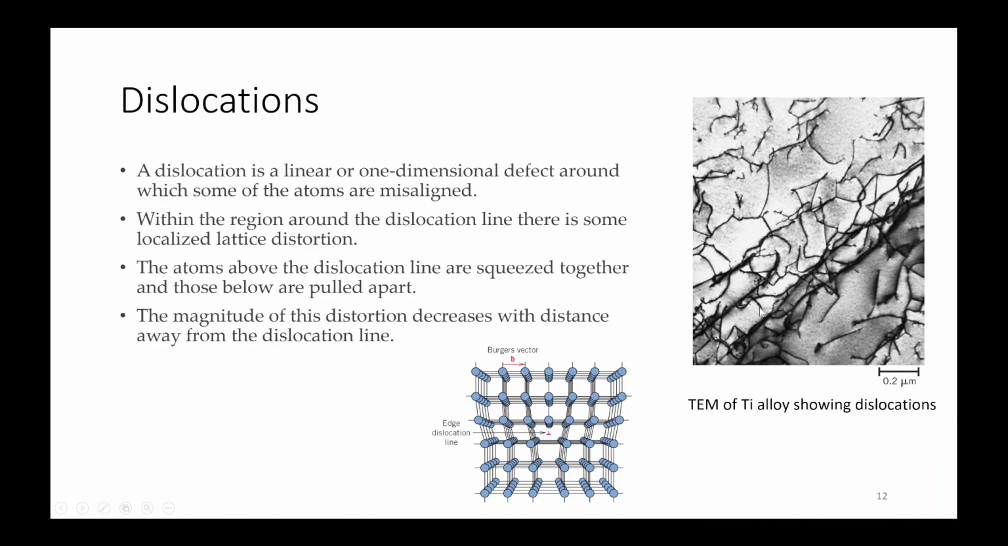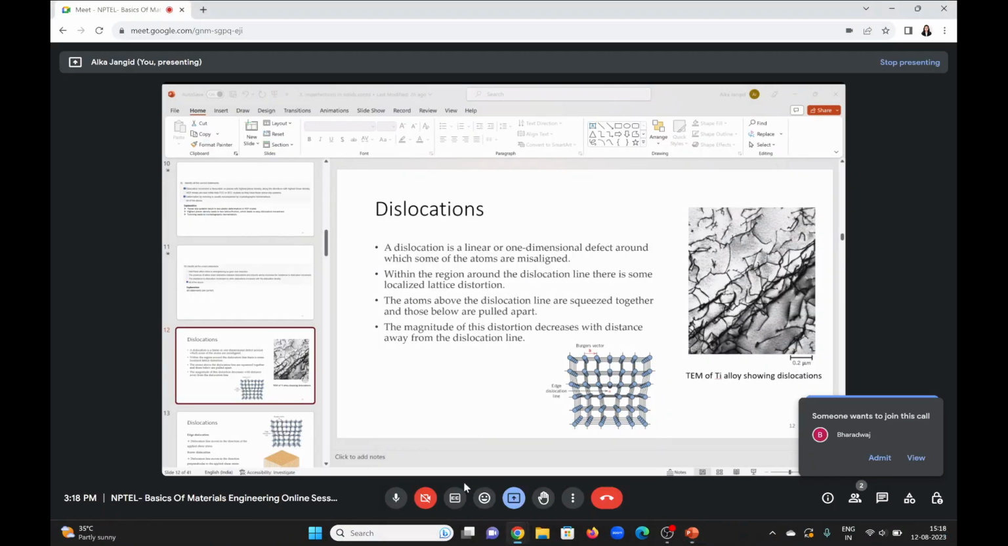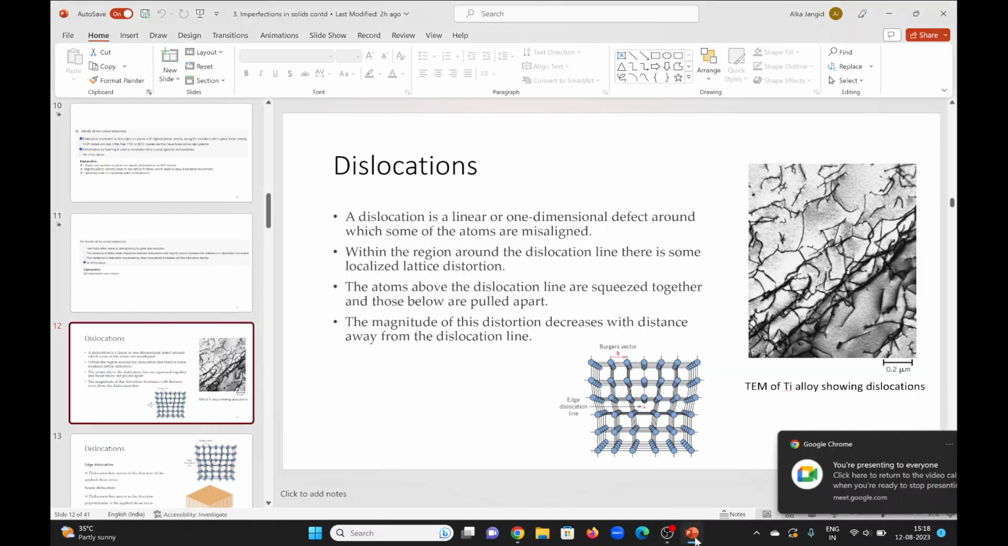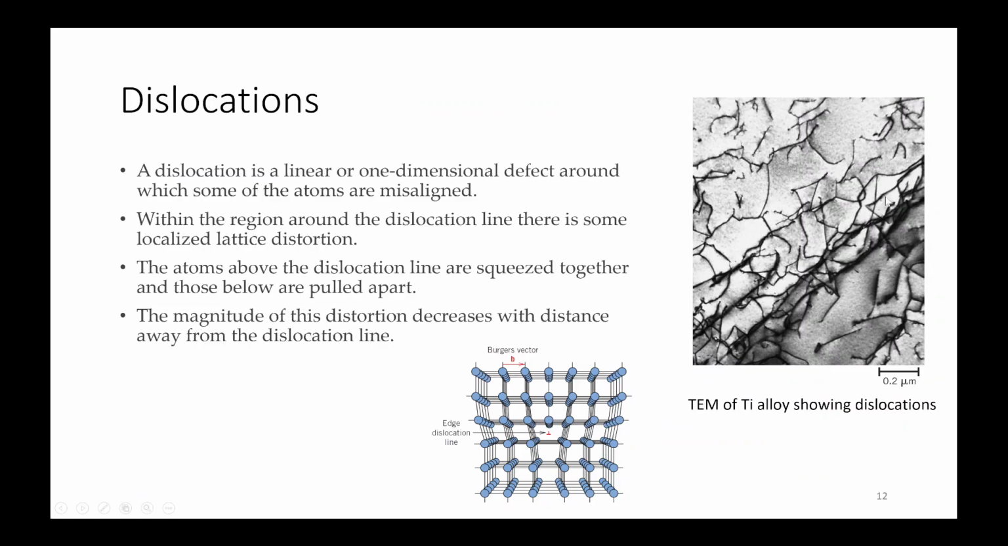And this is the TEM of a titanium alloy, which shows dislocations. These dislocations can be seen here because the atomic distance is different compared to the surroundings, which leads to contrast. That's why these dislocation regions are darker compared to other areas.